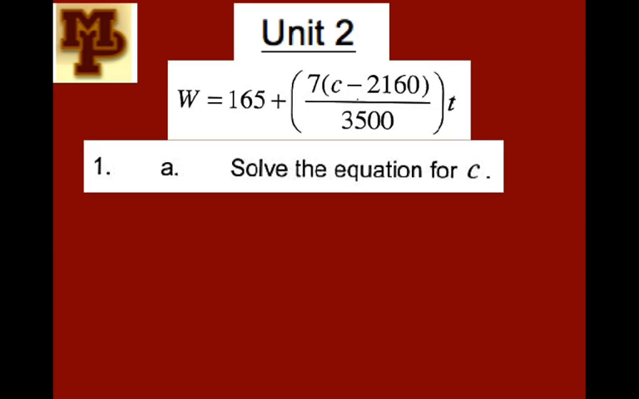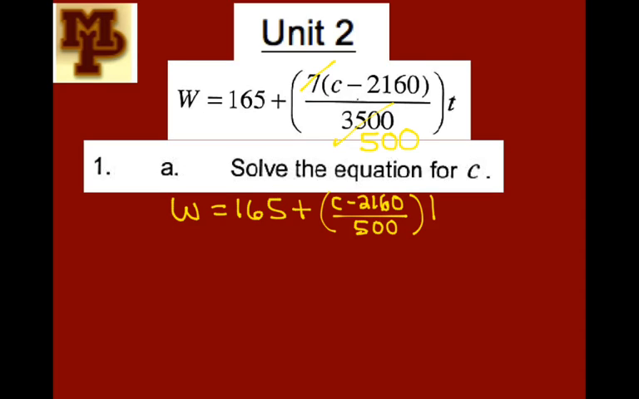Okay, now we get into the harder problems, I would say, where we're having to isolate a variable. So we have to solve for C. Let's make it a little bit easier. Let's say that 7 goes into 3,500 500 times. So let's make that 500. I'm going to rewrite what we have so far underneath here. So we have W equals 165 plus, and I have C minus 2160 divided by 500, and then I have the T on the outside.